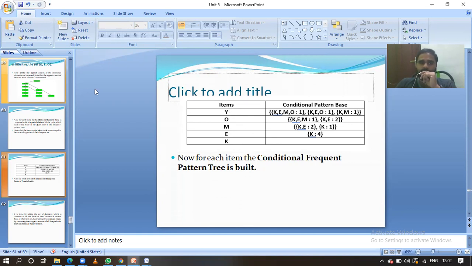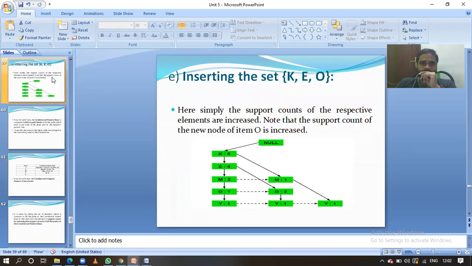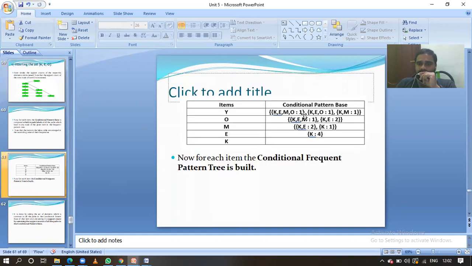We write the path for y. Look at the paths related to y: here is one y, here is another y, here is another y. These three things we have to write down in the conditional pattern base. That is why it has three items, because there are three paths.